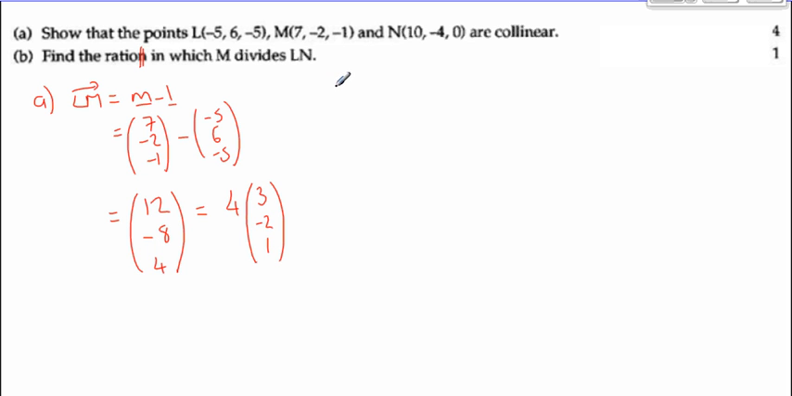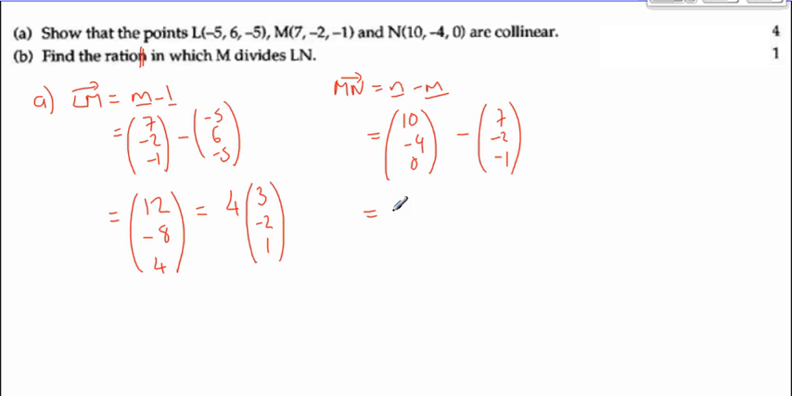Now let's use M and N. MN is N subtract M, which is the first vector N, which is (10, -4, 0), subtract M, which is (7, -2, -1). Okay, and that gives you (3, -2, 1). So you can see there, with that common factor out, LM is just a multiple of the vector MN. Now because they're multiples, you essentially have the same vector in the same direction of different lengths. Okay, which means they have to be parallel.